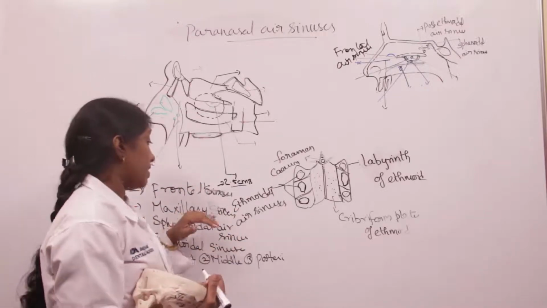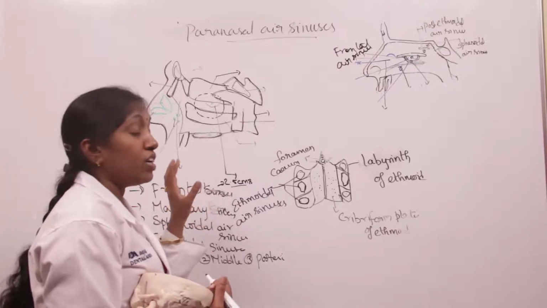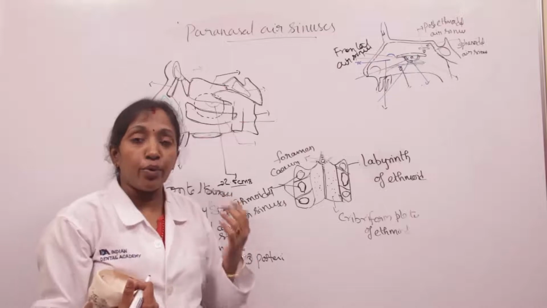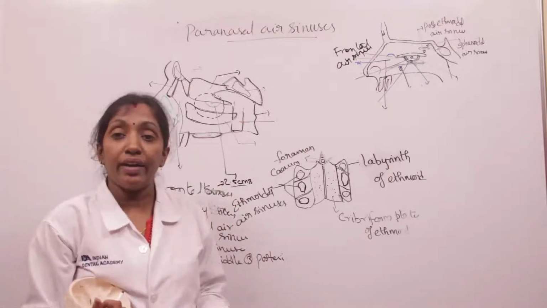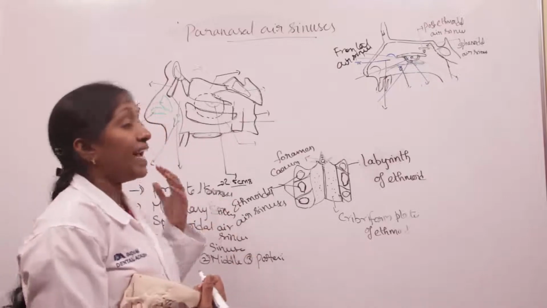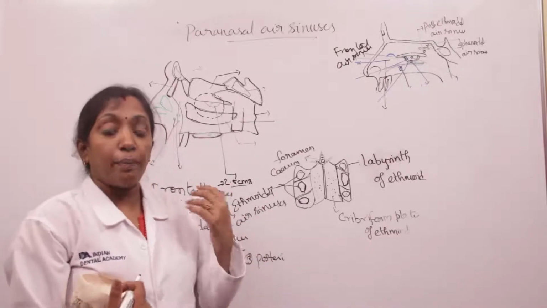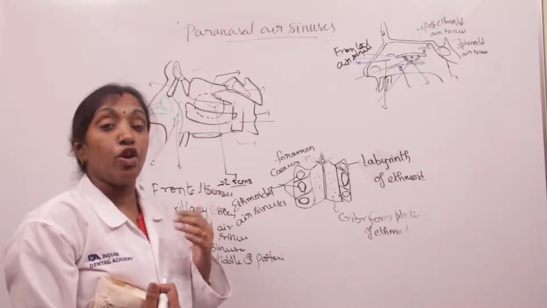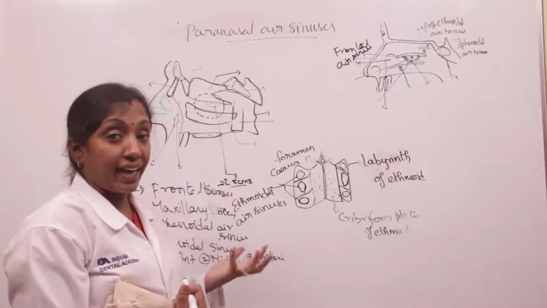Okay, and one more important point about this frontal air sinus. Usually all the paranasal air sinuses are rudimentary or absent at birth. They become highly developed at the age of 6 to 7 years, that means at the time of eruption of permanent teeth, and after puberty they also develop further.